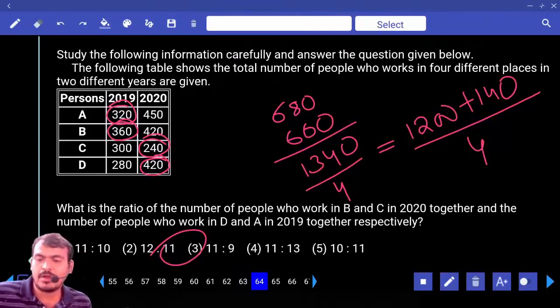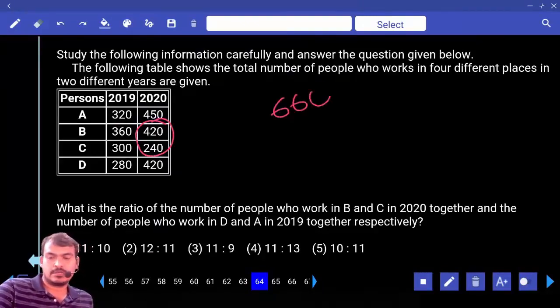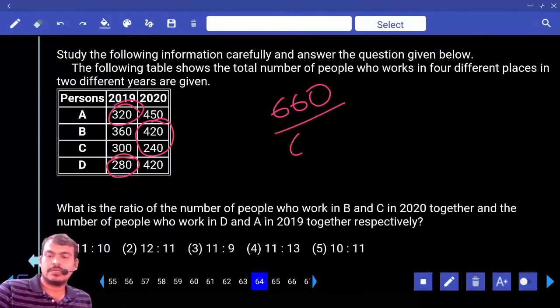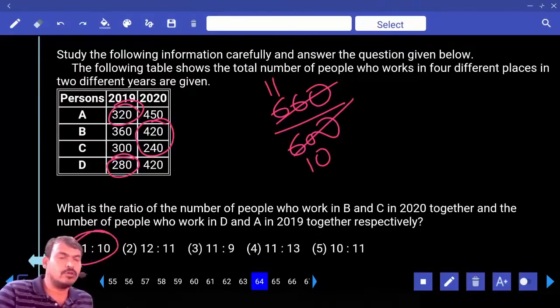What is the ratio between the number of people who work in B and C in 2020 together and the number of people who work in D and A in 2019 together respectively? B and C together in 2020. What is the B value? 420. C value 240. Total it is 660. Next D and A in 2019. What is the D value? 280. A value 320. Total it is 600. We require the ratio. 11 times and 10 times. 11 is to 10. First option.